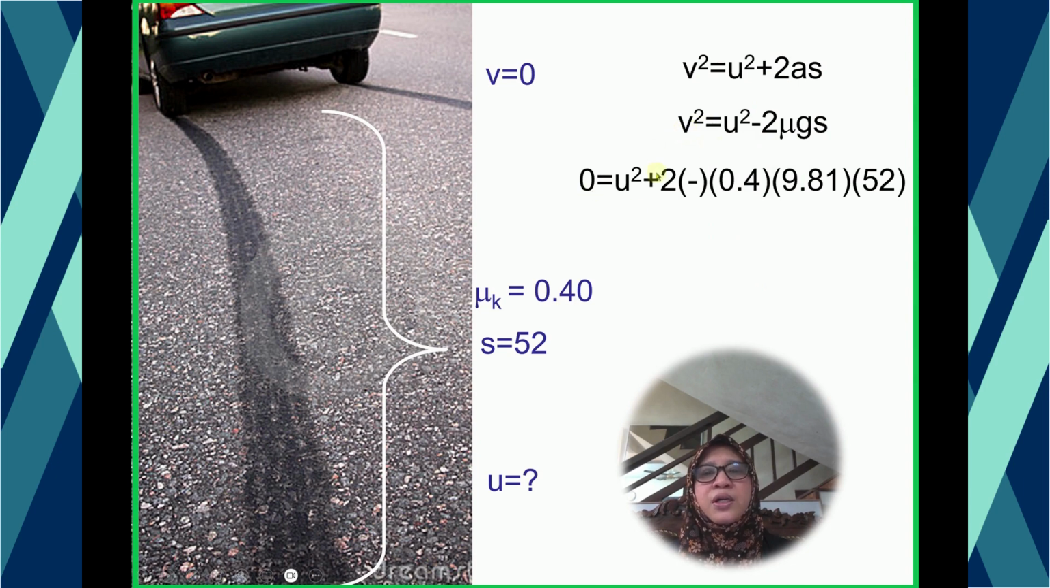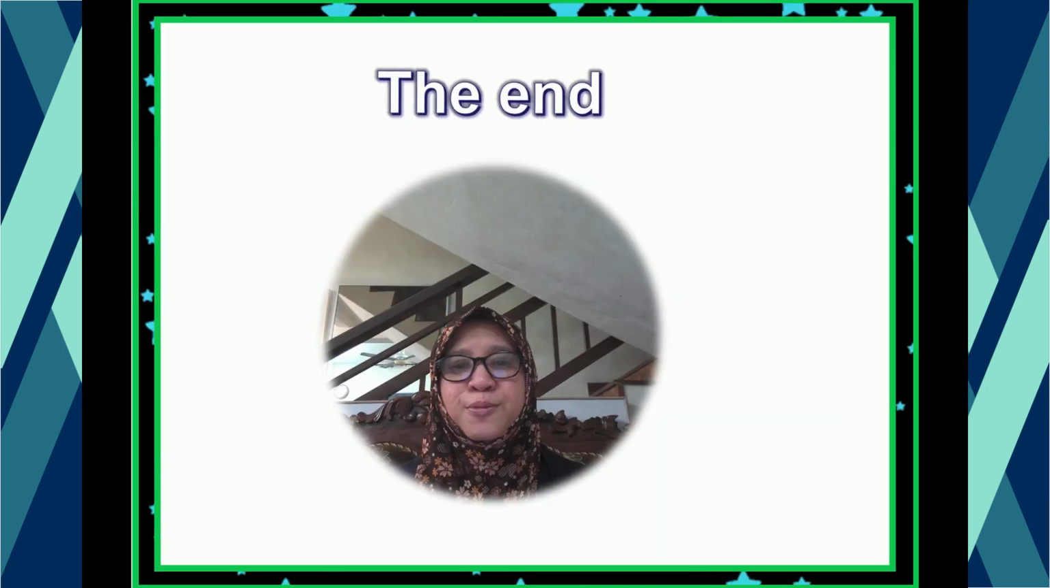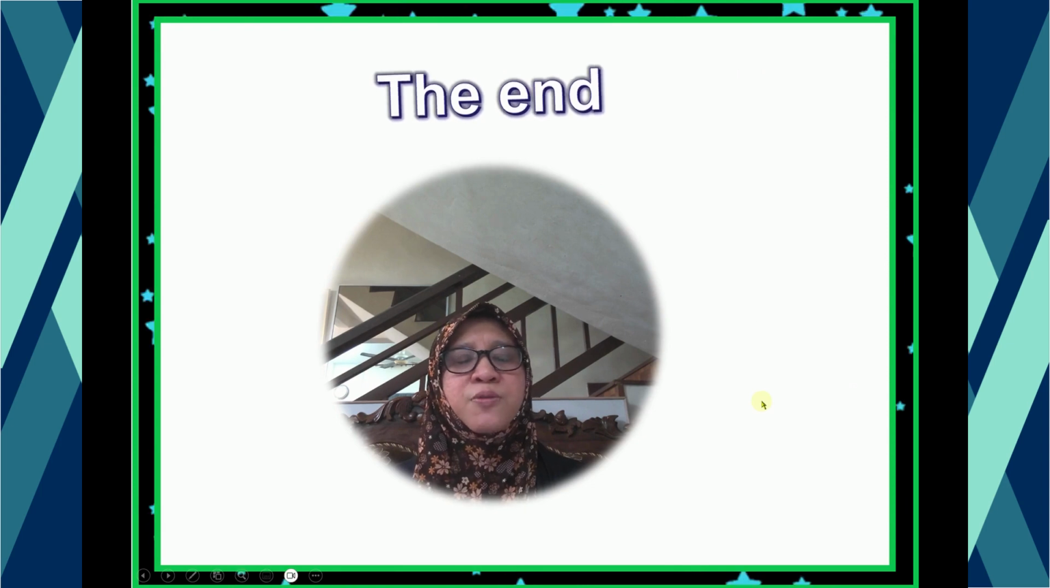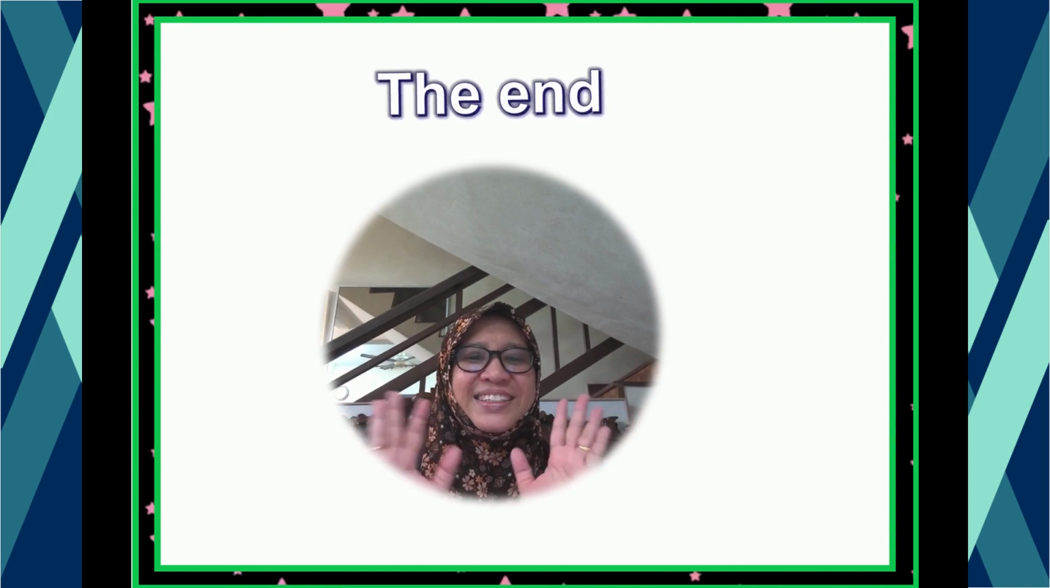So v is 0, u is what the question asks for, mu is 0.4, g is 9.81, and the distance travelled is 52. So you solve, you get u equals the square root of 2 times 0.4 times 9.81 times 52. So you get u is 20 meter per second. This is the initial speed of the car, 20 meter per second. So that's the answer for question 5. Okay, so that's all for tutorial 9, and bye bye.